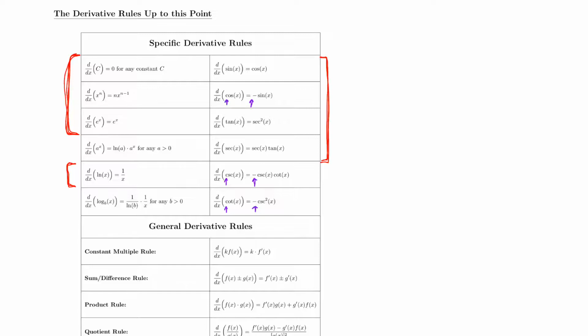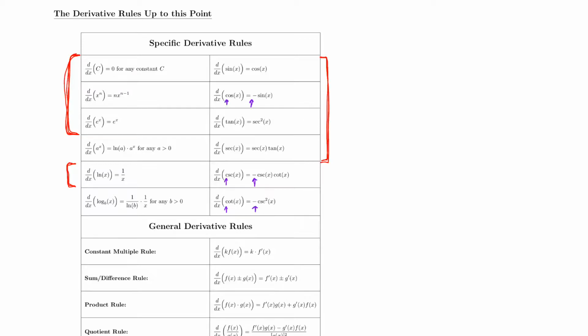The cofunctions, cosine, cosecant, cotangent, they all end up with a negative in front of their derivative. And they also kind of match up, because secant and cosecant are like brethren: secant is 1 over cosine and cosecant is 1 over sine. So they're like siblings, and their derivatives kind of match, right? Secant tangent, whereas cosecant is cosecant cotangent. And then cotangent and tangent kind of match, right? Secant squared, negative cosecant squared. And then sine and cosine kind of match, because cosine, sine.